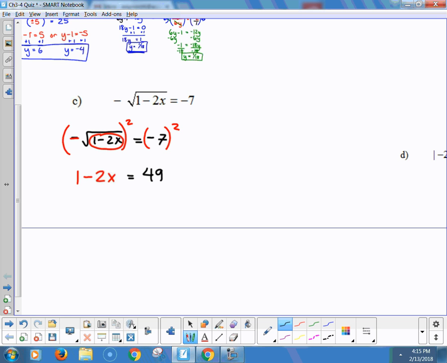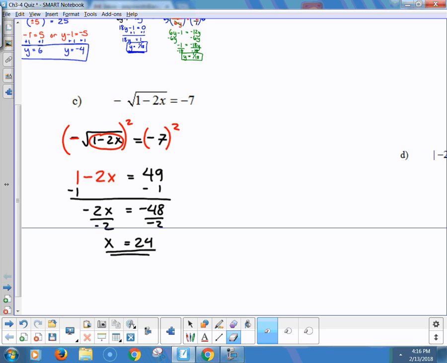At this point, we're down to an algebra 1 problem again. I get -2x equals -48. And if I divide both sides by -2, I get x equals 24. You could check it and see what happens if we plug in, oops, did I screw up? Yes, I did. That is positive 48. And that makes this a -24. Now we're happy.